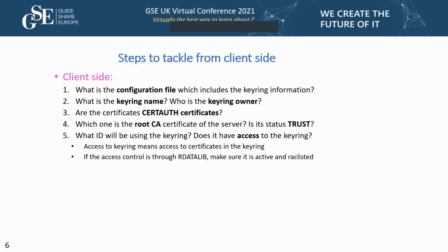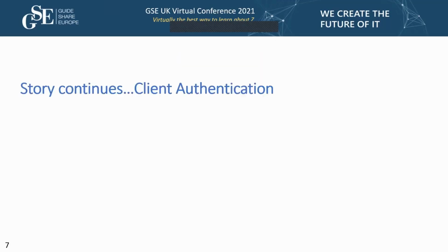Number 4, which one is the root CA certificate of the server? Is its status trust? Number 5, what ID will be using the keyring? Does it have access to the keyring? Hopefully, the review can refresh your memory on server authentication.